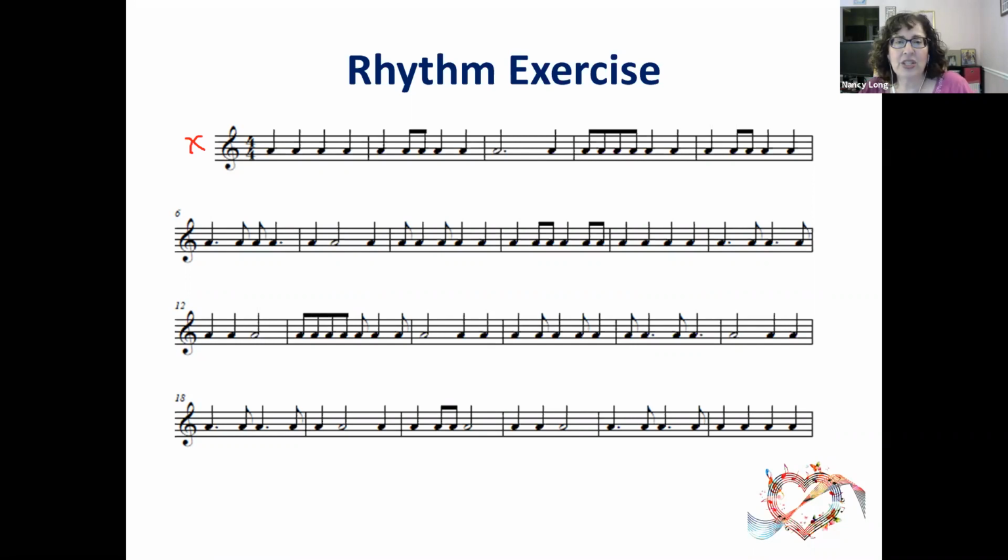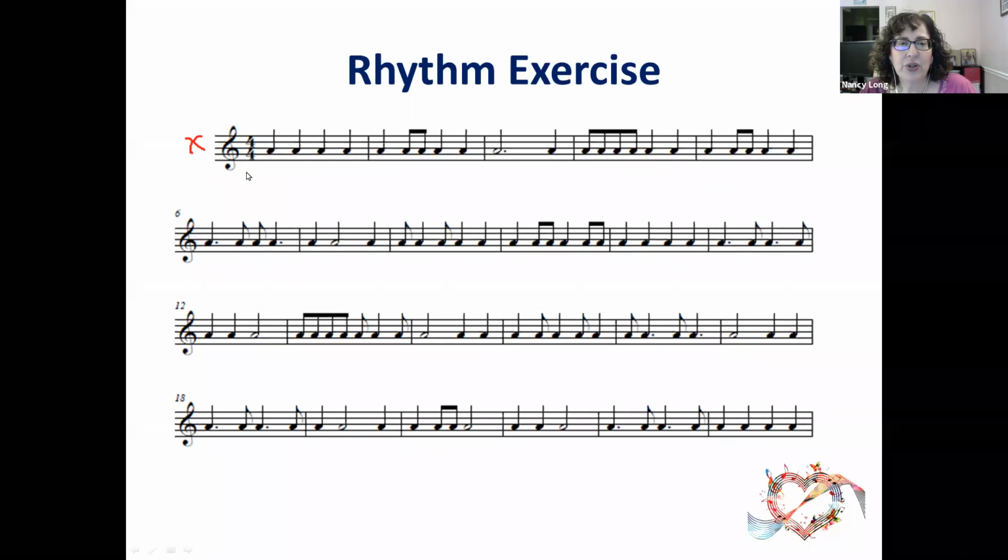Nancy, before we do that, let's just look at it. Nancy, when you're clapping though, will you say the numbers while you're at it? Because I think it would be helpful. Sure, okay. So let's talk through it for a minute first.